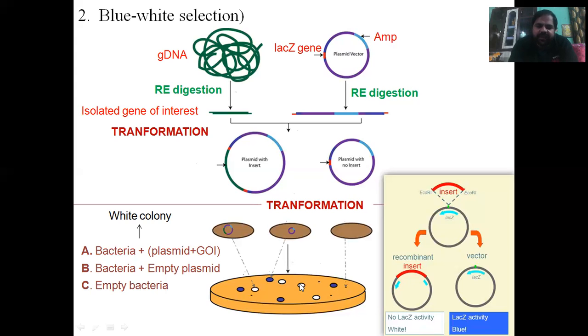Now we will select the white colony. So the white colony will contain the bacteria with plasmid with our gene of interest. Now we can utilize this bacteria to produce the product of our gene of interest, such as growth hormone or insulin or any enzyme or any protein.